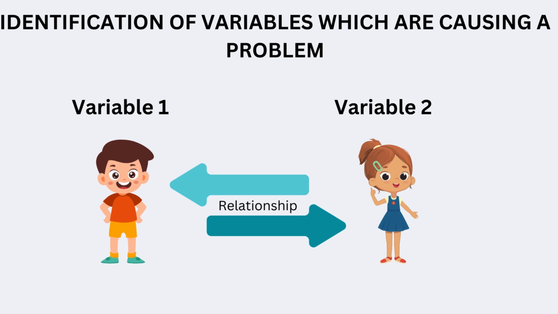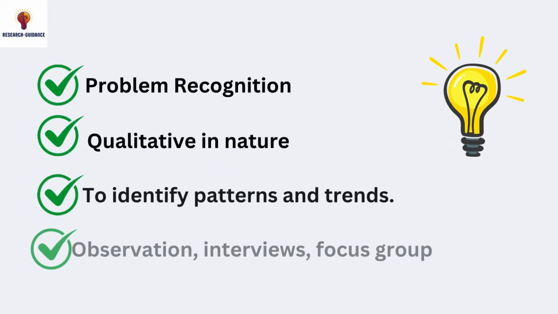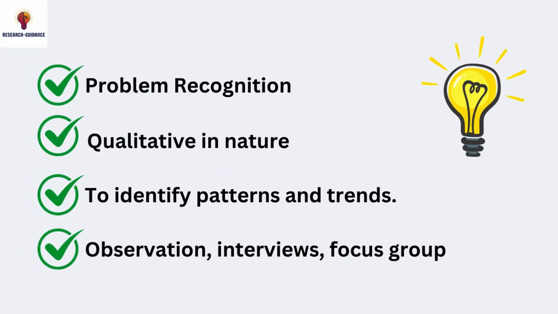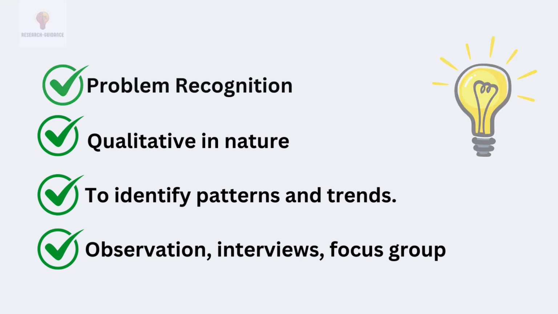So now briefly recapitulate the characteristics of exploratory research. Problem recognition. Now, exploratory research is qualitative in nature because we don't have any hypothesis. We are in a very preliminary stage. We have just identified the variables. Now it is done to identify patterns and trends. And the phenomena and the methods which we use are basically observations, interviews, focus groups.